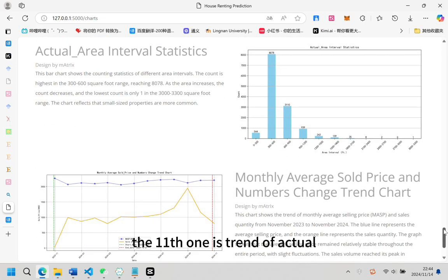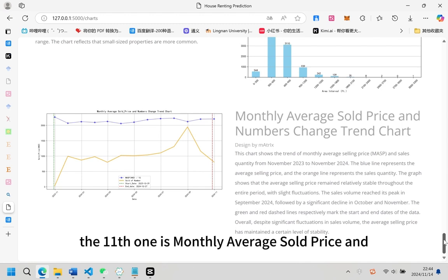The 11th one is trend of actual area interval statistics. The bar chart shows that the area range of 300 to 600 square feet has the highest count at 8,078. As the area increases, the quantity will decrease, with the lowest quantity being only one in the range of 3,000 to 3,300 square feet. The chart shows that smaller properties are more common.